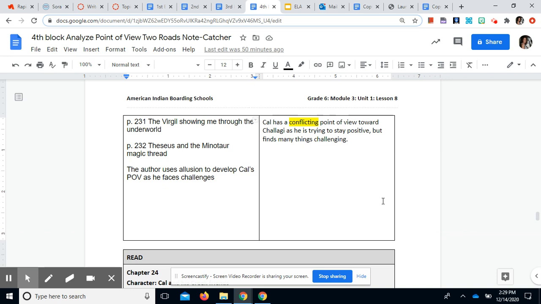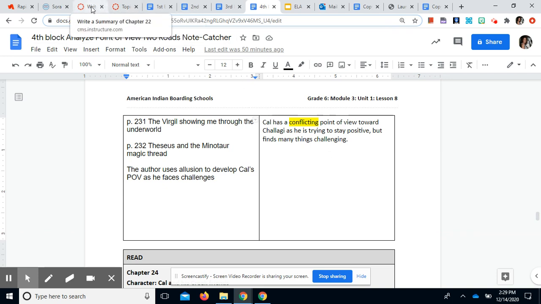And they wanted us to focus on the author's use of allusion in this chapter to develop Cal's point of view. So we got that on page 231 as it referenced Virgil showing him through the underworld. And then we had the reference to Theseus and the Minotaur and the magic thread. So that was for chapter 22, the analyzed point of view note catcher.